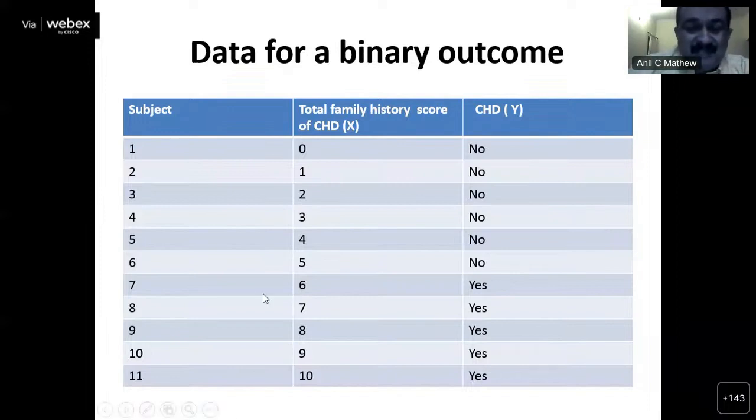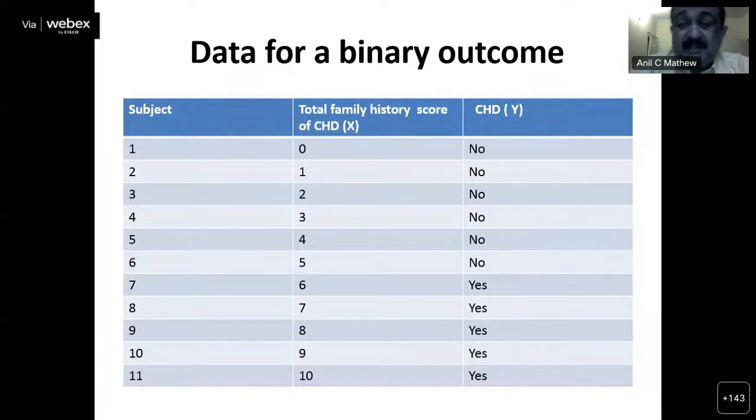If you look into this data set, what this variable says is that those who have scores of more than 6 are likely to get myocardial infarction, and those who are less than 6 are likely to get coronary heart disease. But this is just an illustration for the beginners only.